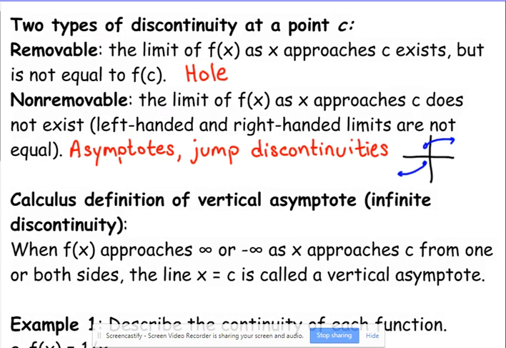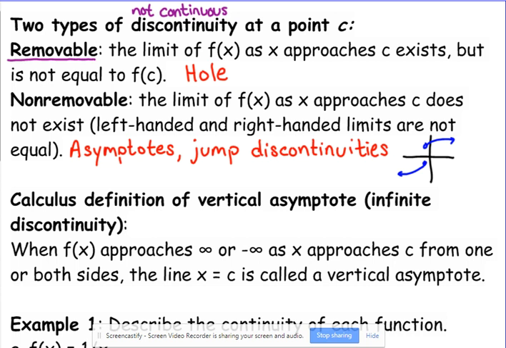Okay, let's get back to our concept of continuity. So we have two types of discontinuity, meaning it's not continuous at a point c. Now, we've talked about these in pre-calculus, but we're going to give them calculus terms. The first one is a removable discontinuity. A removable discontinuity means that the limit as you approach c exists, but it's not equal to the value of the function. So a removable discontinuity is what we call a hole. You're just removing one little point from the function.